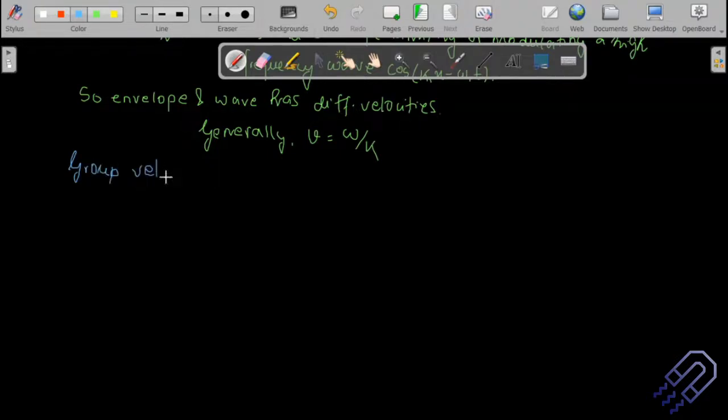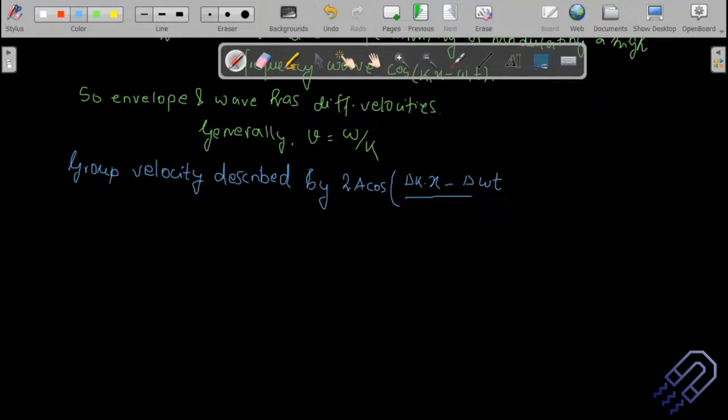So we are almost towards the derivation part, ending it. This result, 2a cos((delta k x minus delta omega t) divided by 2), is describing the group velocity. This is describing the group.